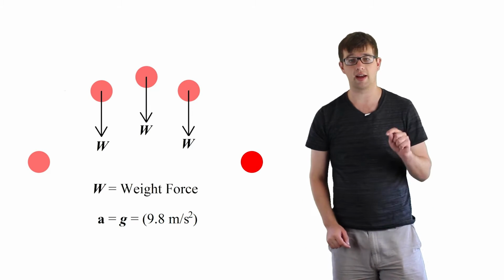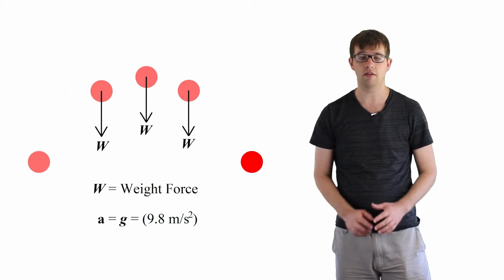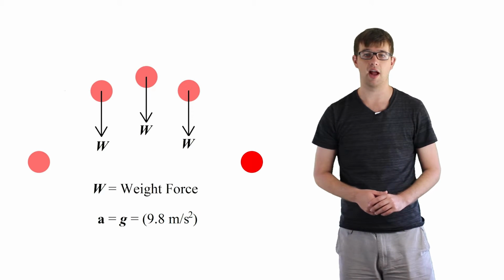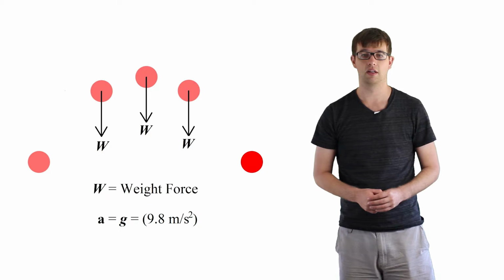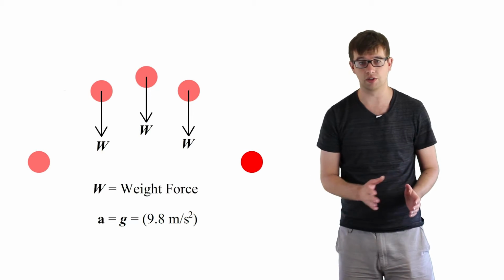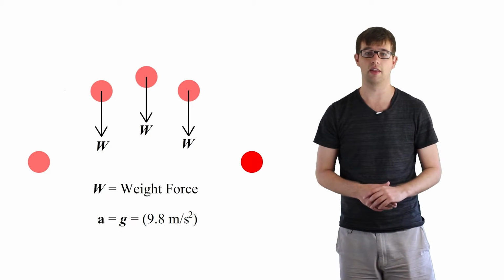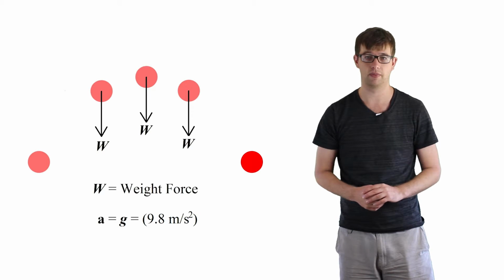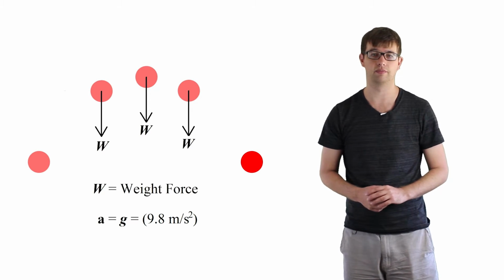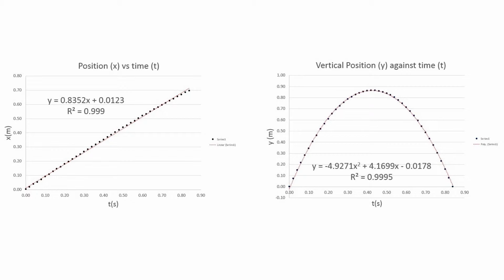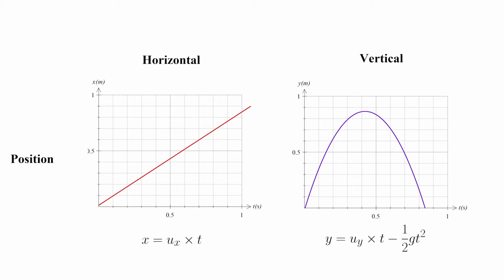Since the weight force acts vertically down, there are no horizontal forces acting on the projectile. This means that the acceleration horizontally is zero and therefore a constant speed. You can check this for yourself. Videotape yourself throwing a ball and then graph the horizontal and vertical positions as a function of time. You'll find the horizontal position changes at a constant rate. That is, it travels horizontally at a constant speed.